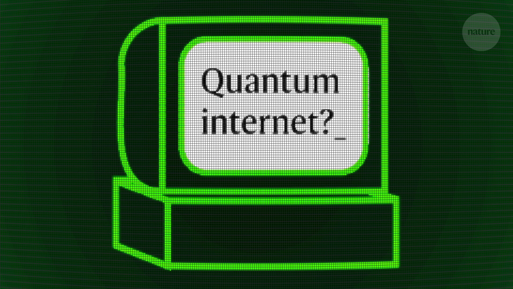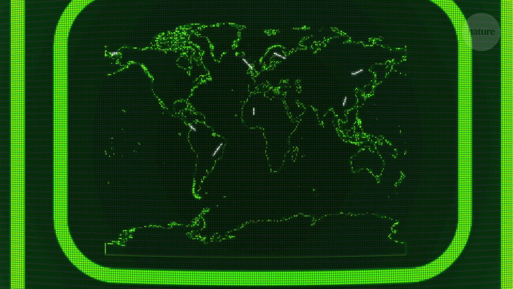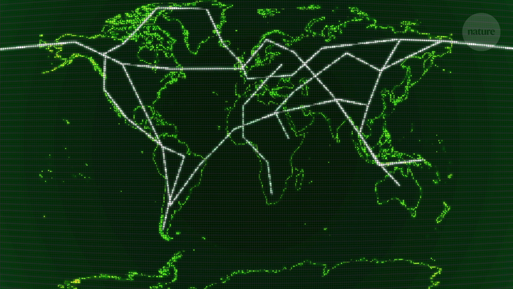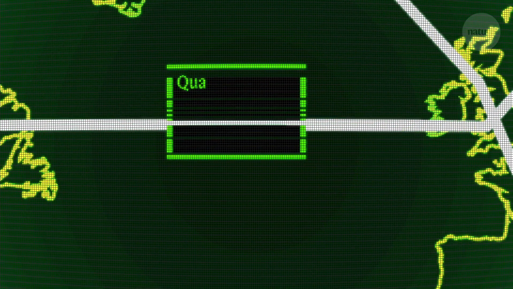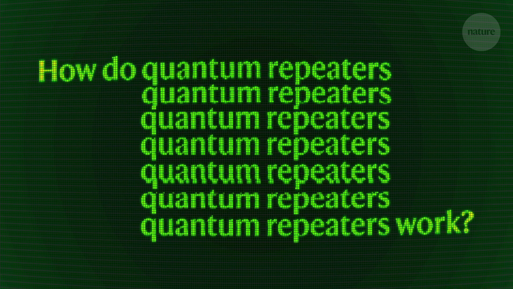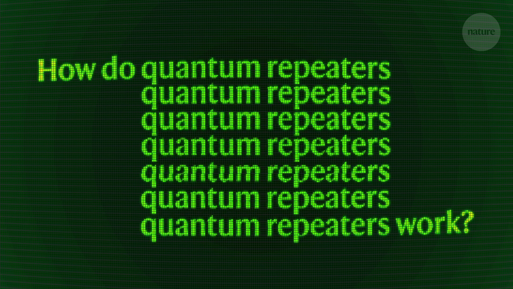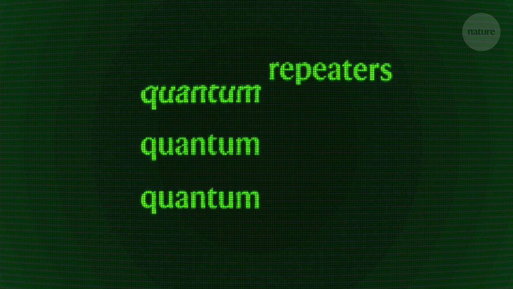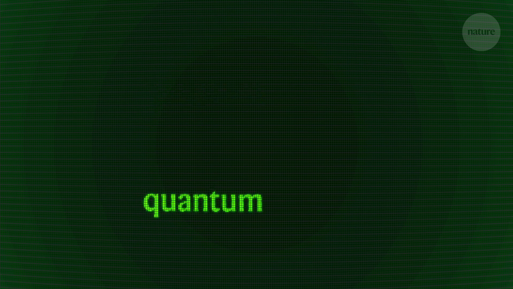You've probably heard of quantum computers, but what about the quantum internet? Researchers think that a quantum internet could be one of the most exciting developments in quantum technology. And now they may be one step closer, using a device called a quantum repeater. So, what is a quantum repeater? How does it work? And what might this mean for the future of quantum tech?